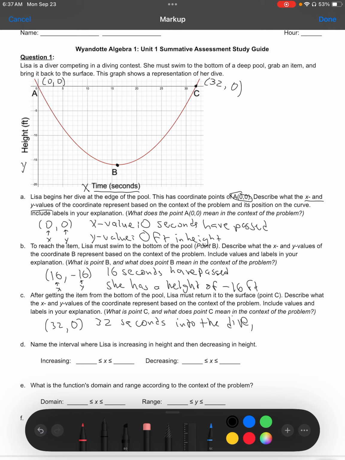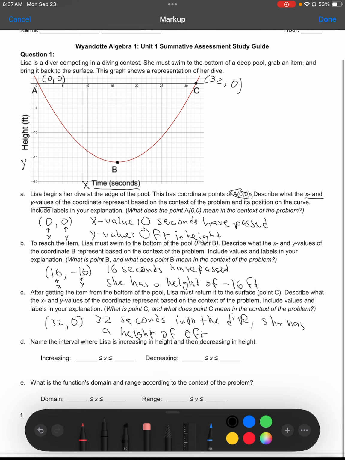32 seconds into the dive, she has a height of 0 feet. She's back up to the top, so she has a height of 0 feet.